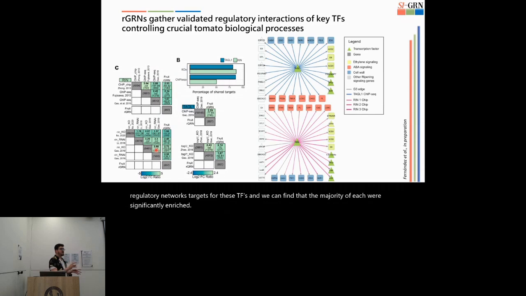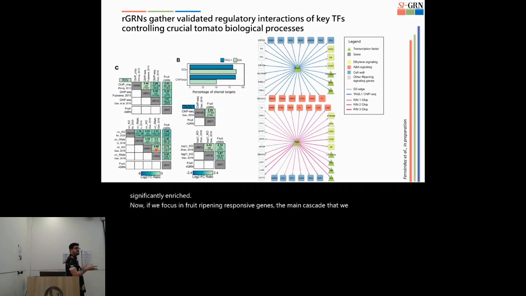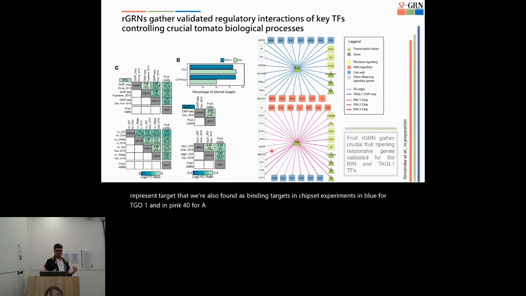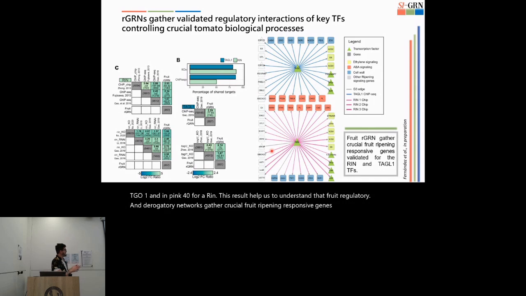Now, if we focus on fruit ripening responsive genes, the main cascade that we are studying here for these two transcription factors, we can see that this network represents the targets found in my networks, in the reference gene regulatory network, and the colored edges represent targets that were also found as binding targets in ChIP-seq experiments, in blue for TGL1 and in pink for RIN. This result helps us to understand that gene regulatory networks gather crucial fruit ripening responsive genes validated for RIN and TGL1 transcription factors.